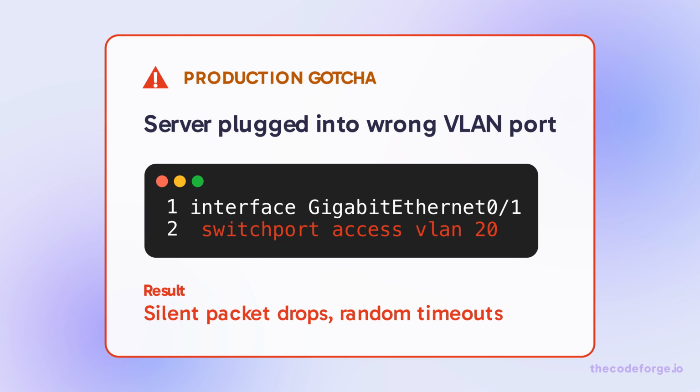This is the exact configuration that caused the incident. The switch port was set to VLAN 20, but the server expected VLAN 10. All frames from the server were dropped because the switch didn't forward them to the correct VLAN. Always verify VLAN assignments when you see asymmetric connectivity.